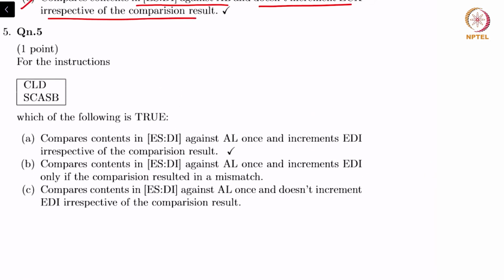And similarly in question 5, it's the same thing, except that it does increment EDI irrespective of the comparison result. Right, so since DI is included in EDI, when we are incrementing DI, EDI will automatically be incremented.